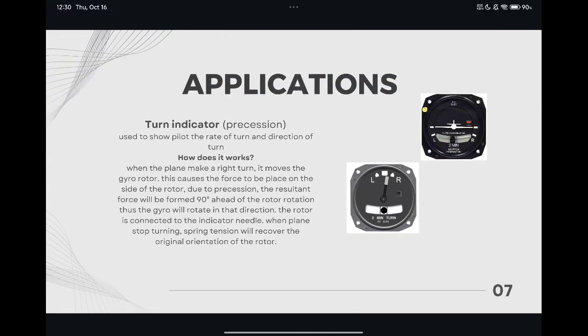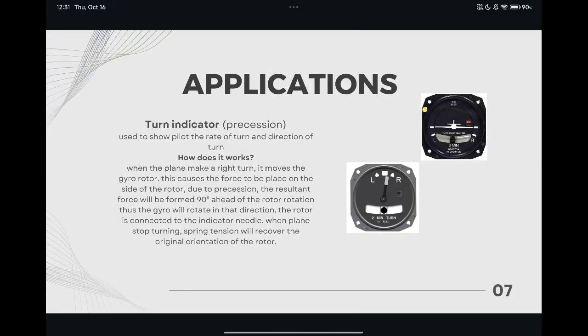Next instrument that I'll be going to explain is the turn indicator. This instrument is used by the pilot to determine the rate of turn and the direction of turn. Here is how it works. When the plane turns, the gyro rotor also moves. This causes a force to be placed on the side of the rotor.